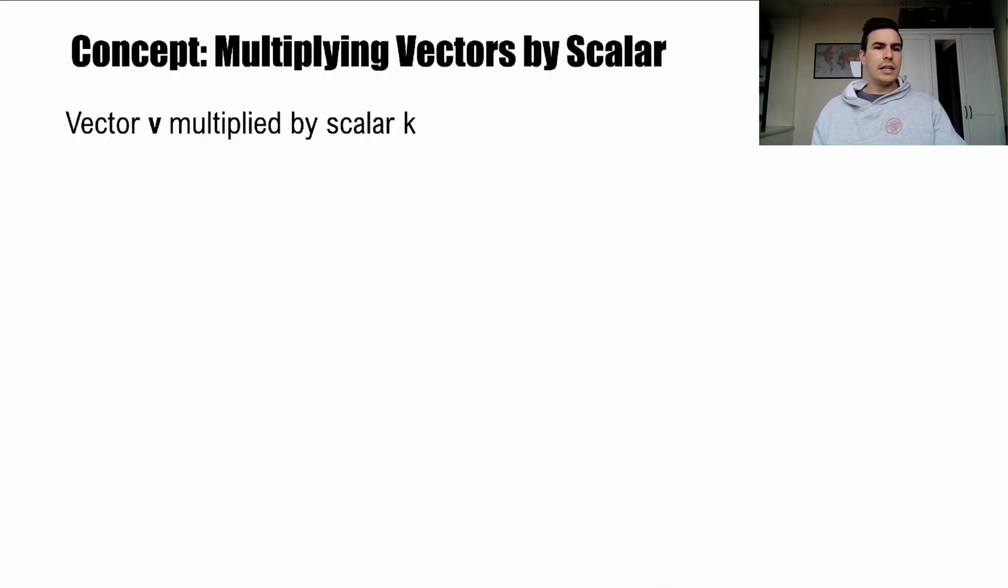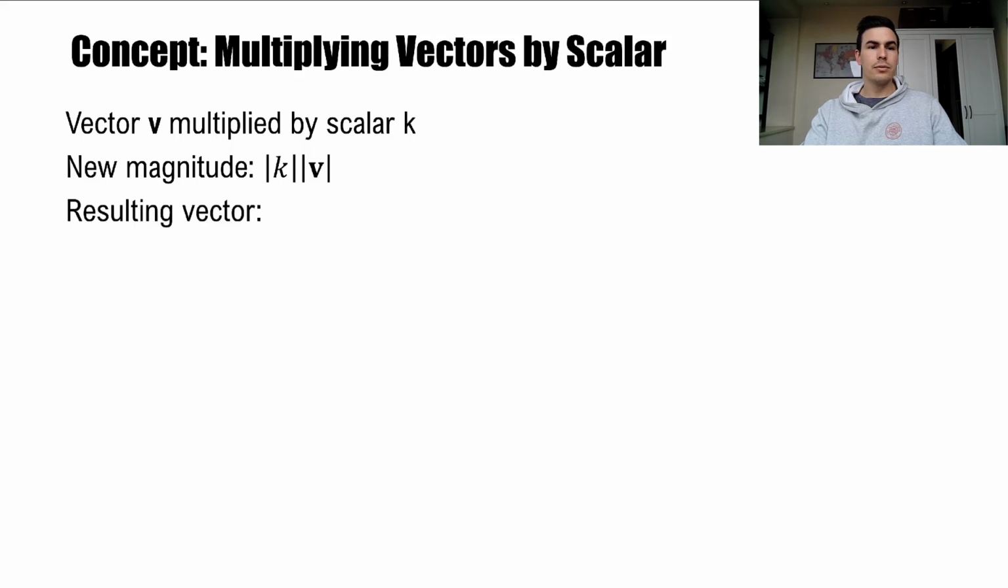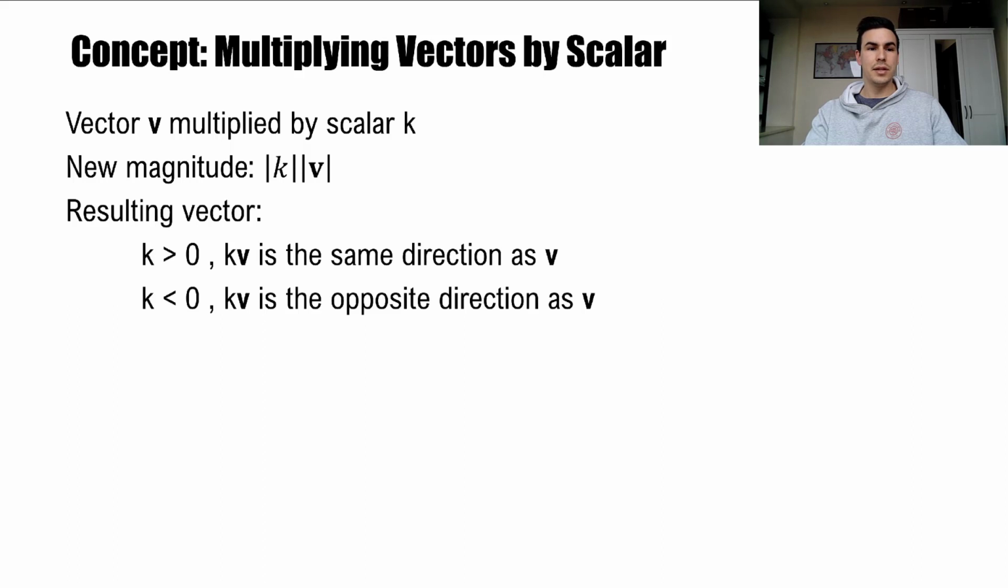All right, so if we have a vector v multiplied by a scalar k, we have a new magnitude that's going to be the absolute value of k times the magnitude of vector v, okay? And our resulting vector, we can tell the direction based off of k itself, okay? If k is greater than 0, then k times v is the same direction as v, all right? And if k is less than 0, then our resulting vector has the opposite direction as v.